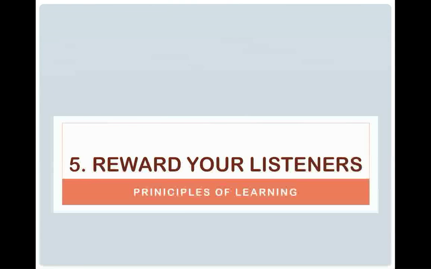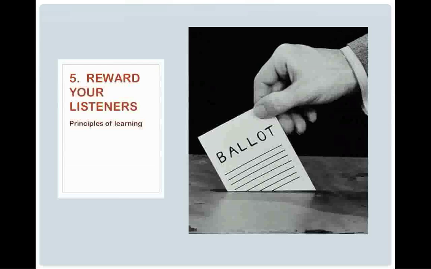The fifth and final principle of learning is to reward your listeners. As I talked about earlier in the video, you need to leave your audience knowing more. If possible, you should also give them ways to use the information. Maybe you're giving a speech on why young people should vote. At some point, probably towards the end, you should tell them or show them how easy it is to register to vote.